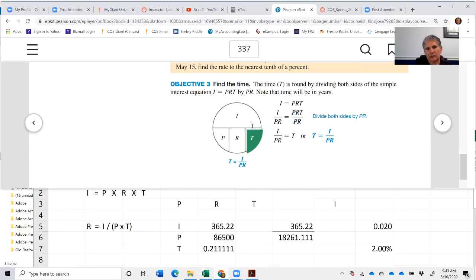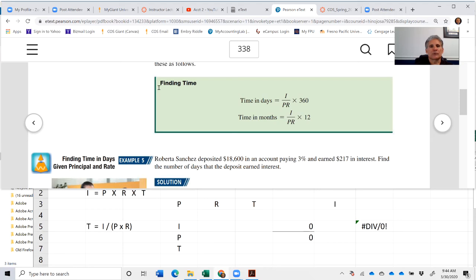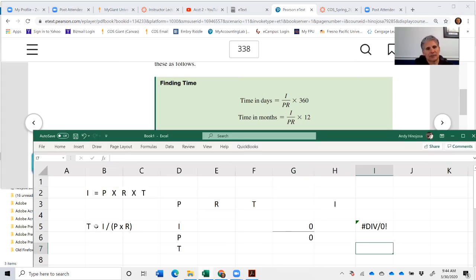Finally, we can solve for T. T is the unknown variable. If T is the unknown variable, the formula to solve for T is going to be I divided by PR. So T is going to be equal to I divided by P times R. This is what I want to get. So just so that we're clear, finding time in days is going to be I divided by PR times 360. So I probably should adjust this formula here.